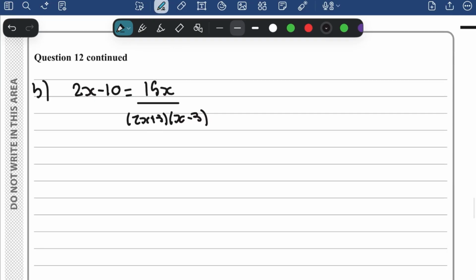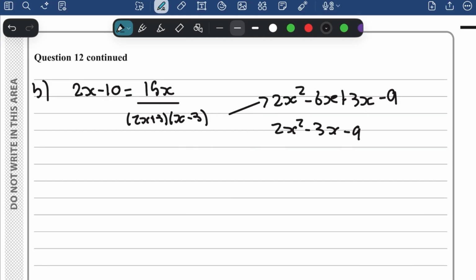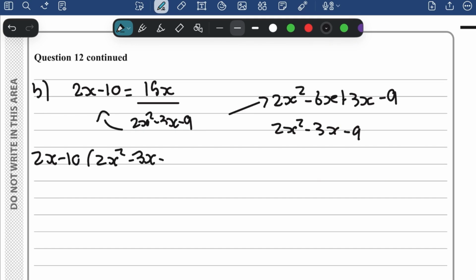So next thing we can do to make this a bit simpler is we can expand these two brackets here at the bottom right. So it's going to be 2x squared minus 6x add 3x and then minus 9. It's 2x squared minus 3x minus 9. So then we'll just rub this out and say that it's 2x squared minus 3x minus 9. And now we can times that to the other side. So we can say 2x minus 10 multiplied by 2x squared minus 3x minus 9.